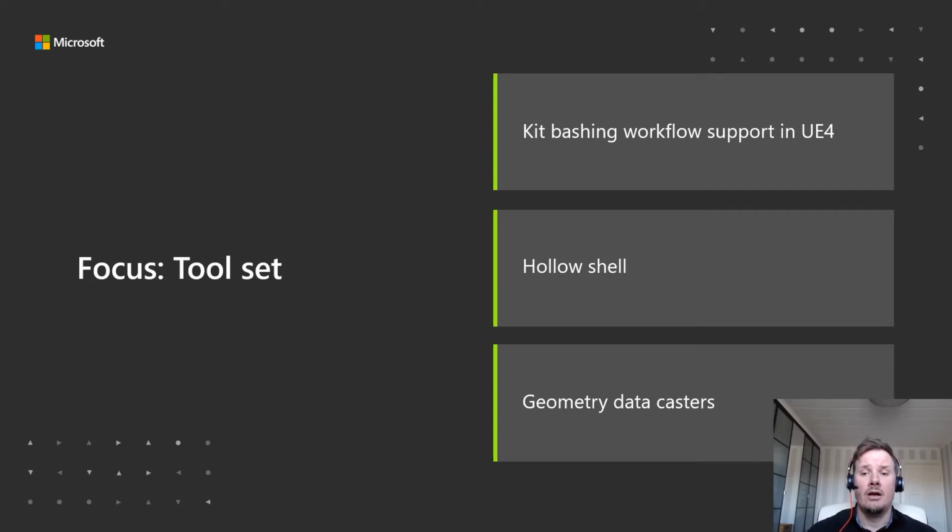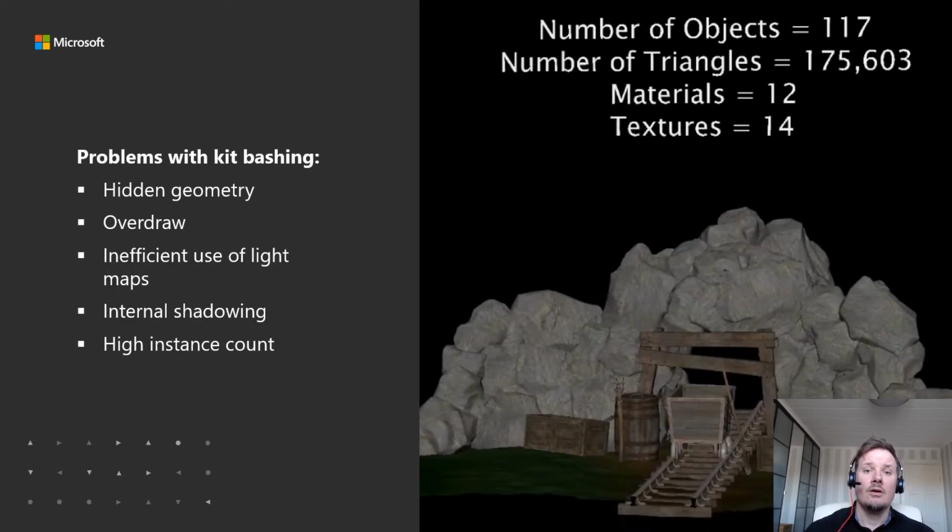And that is kit bashing workflow support. We are building a feature we call Hollow Shell, and this feature is going to be exposed in UE4 through a completely new workflow, and also accessible through our APIs like any other feature. And we're also adding geometry data casters, which is a lot of what David has been using in his work, and he's going to talk more about what that is. But let's start with the kit bashing workflows.